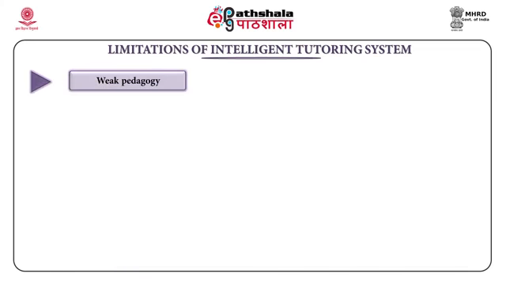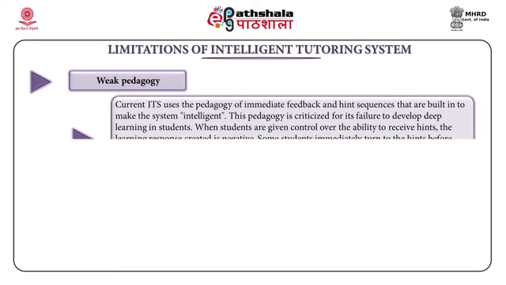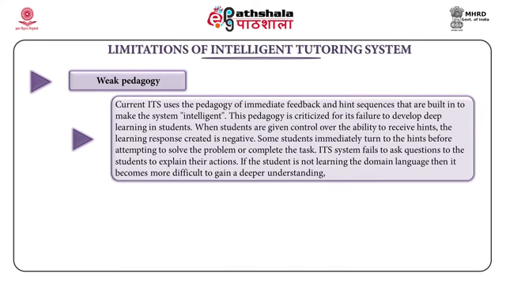Next limitation is weak pedagogy. Current ITS uses the pedagogy of immediate feedback and hint sequences that are built in to make the system intelligent. This pedagogy is criticized for its failure to develop deep learning in students. When students are given control over the ability to receive hints, the learning response created is negative. Some students immediately turn to the hints before attempting to solve the problems or complete the task. Even ITS system fails to ask questions to the students to explain their actions. If student is not learning the domain language, then it becomes more difficult to gain a deeper understanding.